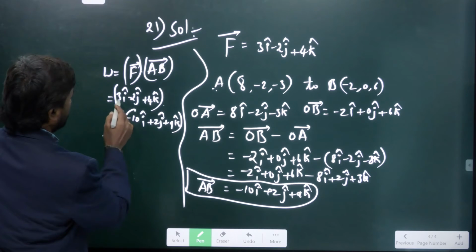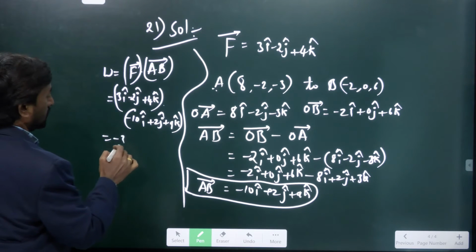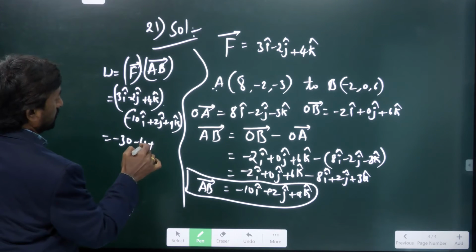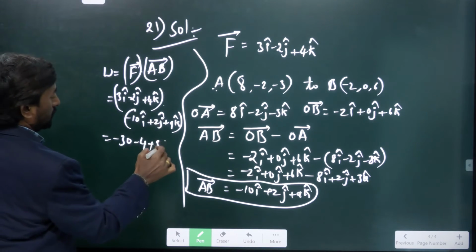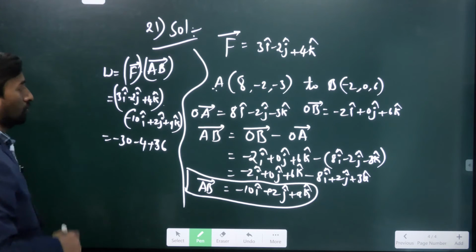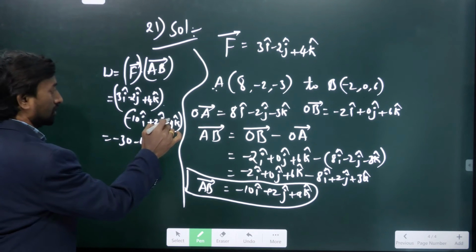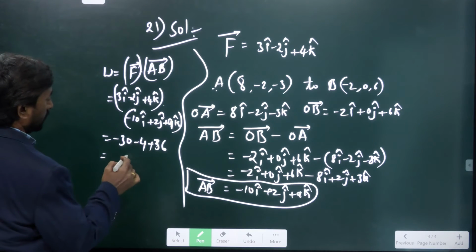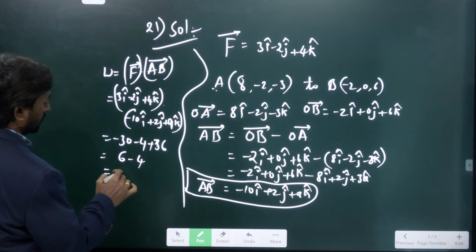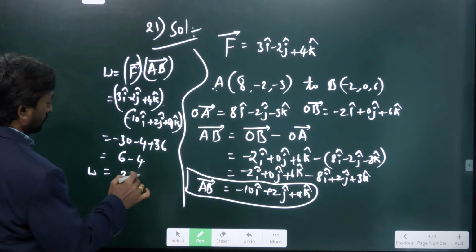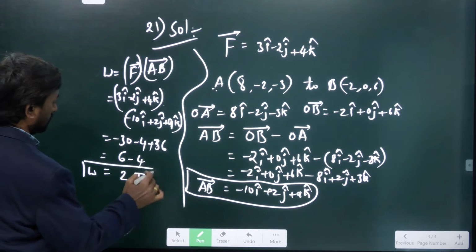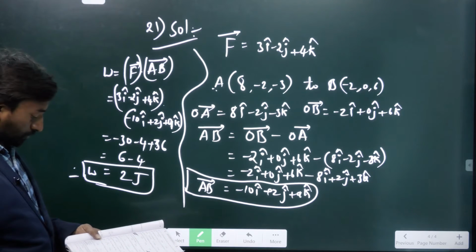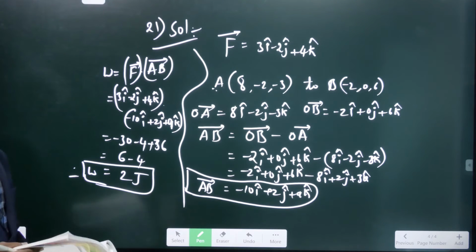What will we get here? 3 into minus 10 is minus 30, minus 2 into 2 is minus 4, and 4 into 9 is 36. Adding them, we get 36 minus 30 minus 4, which is 2. So W equals 2 joules. This is the answer. W equals 2 joules. So the answer is 2.